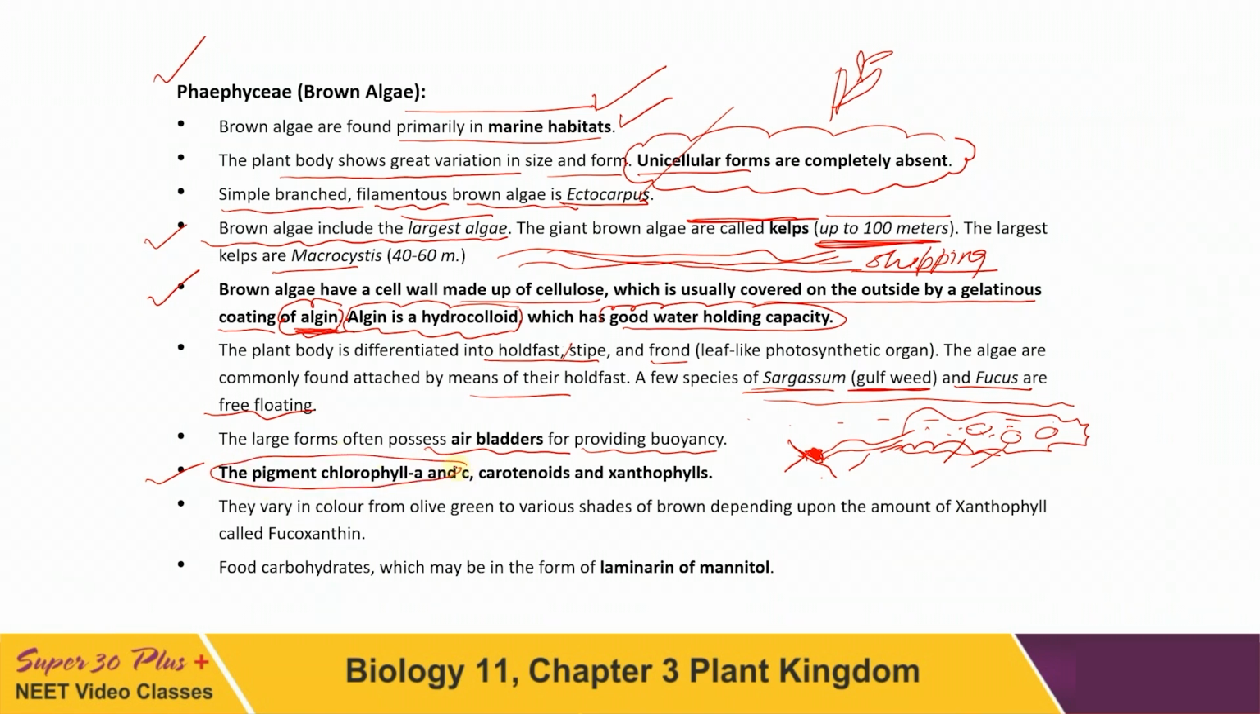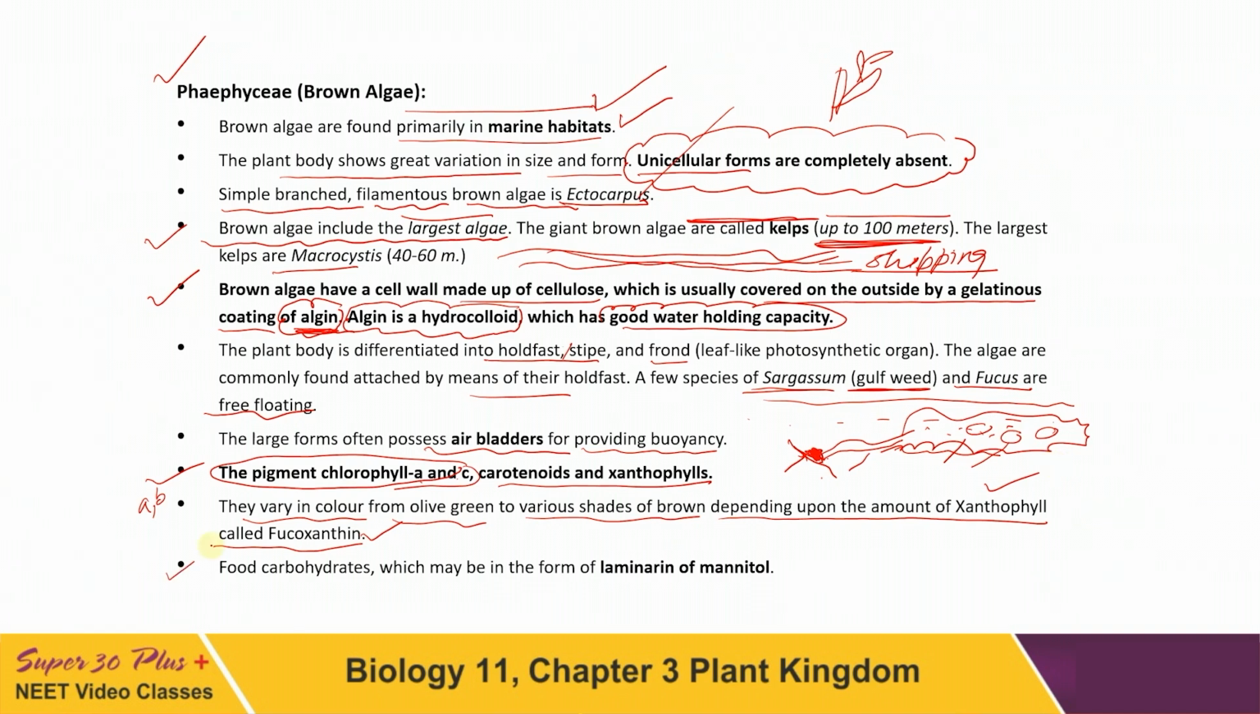Do you remember in green algae that was chlorophyll A and chlorophyll B? Here the pigments are chlorophyll A and C, along with the carotenoids and xanthophylls. The color may vary from olive green to various shades of brown depending upon the amount of xanthophyll and fucoxanthin. These are the pigments present. How much xanthophyll and fucoxanthin there is will make the different shades of this algae.